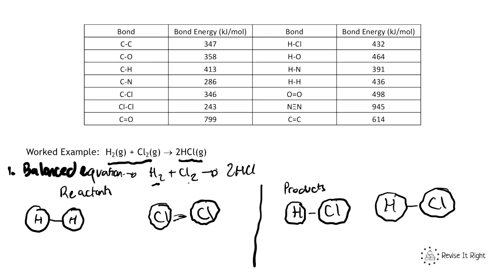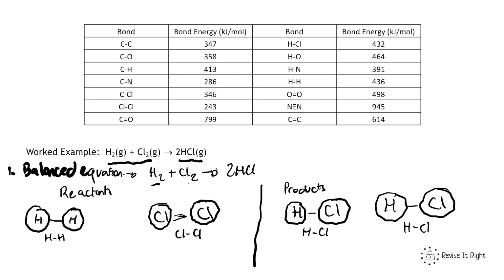And then what you want to do, you want to label them with the bond in each of the molecules. Okay, so here we've got a H and a H. Here we've got Cl, Cl. Here we've got H, Cl. And here we've got HCl. Okay, so step 1, write out your balanced equation. Step 2, draw your reactants and your products. And then step 3, label them with the bonds.